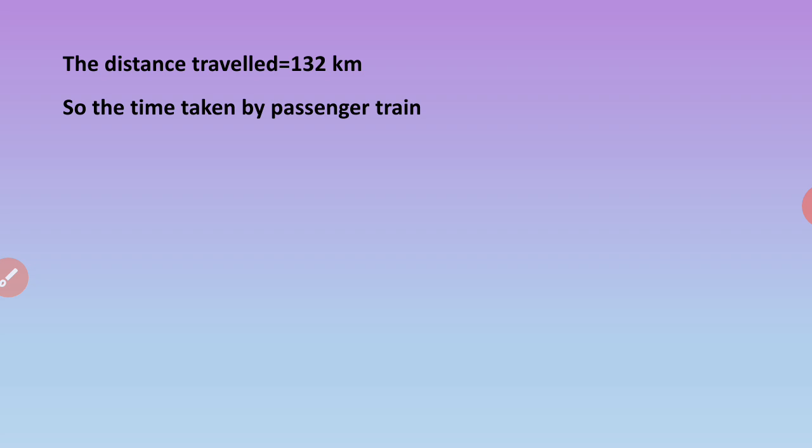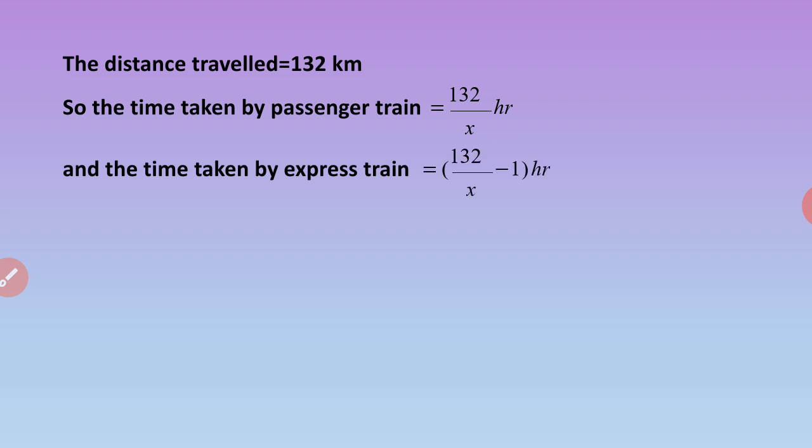Let's proceed. The distance is 132. We are finding out the time taken by the passenger train. The distance 132 upon the speed, that is x. So the time taken by the passenger train is 132 upon x. Next, the time taken by the express train. Distance is the same, 132 upon x minus 1. Why minus 1? Because the express train is running faster by 1 hour. So the original time minus 1.